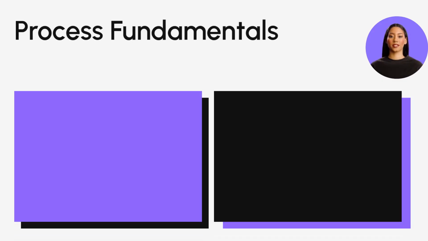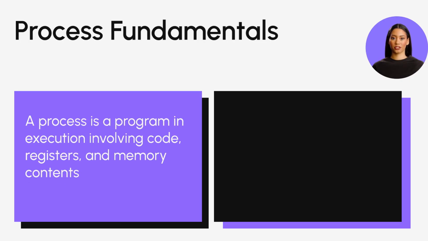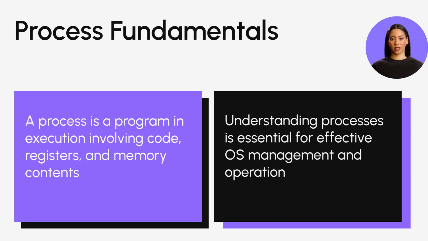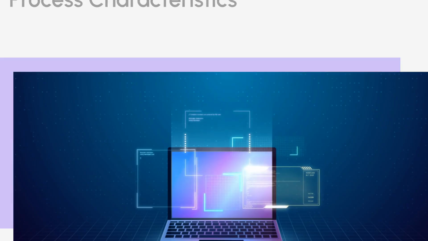A process is a program in execution, encompassing more than just code. It includes the program counter, registers, and memory contents. These elements are crucial for program execution. Understanding processes is foundational for OS management. This chapter delves into what makes a process.